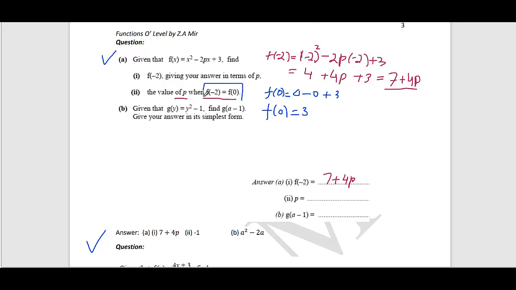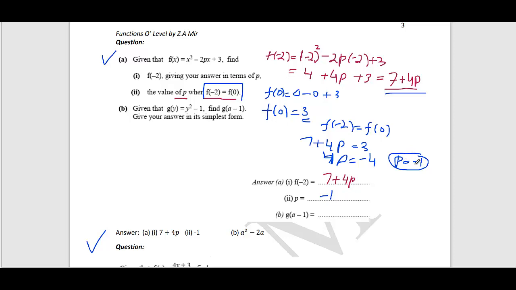Now by using this condition, f of minus 2 is equal to f of 0, and we know f of minus 2 is 7 plus 4p, and f of 0 is 3. Now this is a straight line, a linear equation. Now we will solve this linear equation to find p. So p is minus 1, and we will write this minus 1 in the answer space.